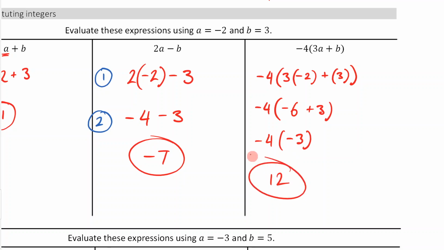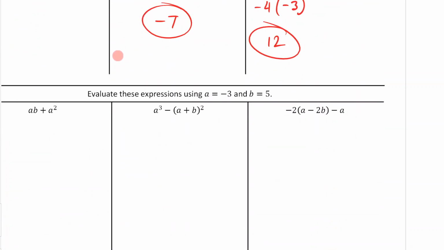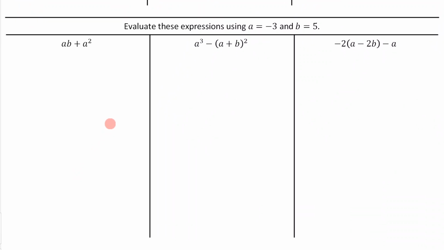Like that. Perfect. All right, let's go through some more examples. Just 3 more. You might like to pause the video and try these for yourself. So as you can see, a is now equal to -3 and b is equal to 5. So we have to be careful. All right, so first step, just substitute in.